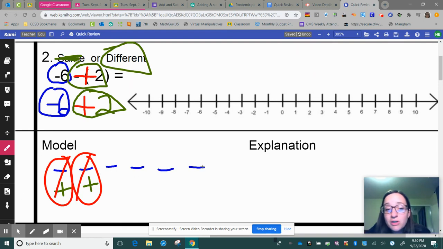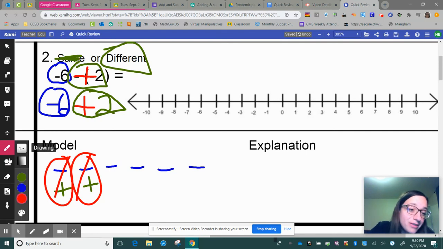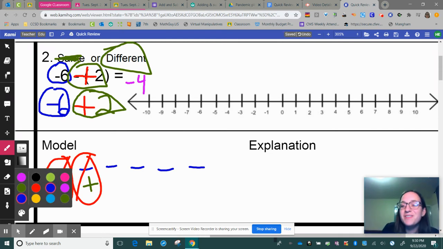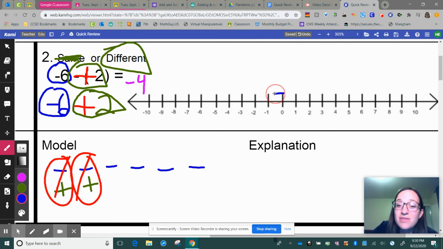How many signs are left over? Well, we have 1, 2, 3, 4 negative signs left over. So our answer is -4. All right, moving on. If we do our number line, we can start from 0 and move towards our negatives, 1, 2, 3, 4, 5, 6 spaces because our first integer was a -6. From that -6, we go towards our positives, 1, 2 spaces. So from there, we end up at -4. Notice the zero pairs. They're lined up again there on the number line.